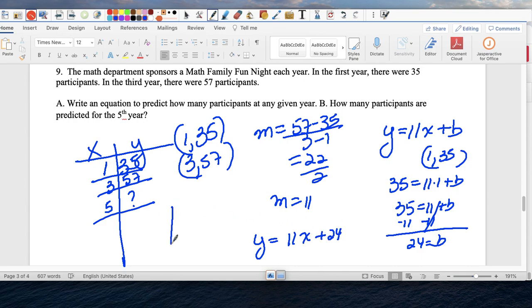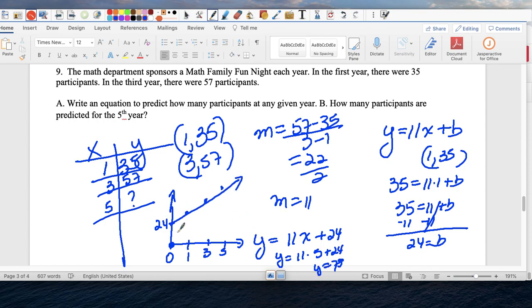So how do we explain that in year 0, there were already 24 kids interested? Maybe they didn't do anything the first year. Maybe that was just a sign up, right? And then in the first year, it grew to 35. And then in year 3, it grew to 57. And in year 5, which is what we're trying to find out, y equals 11 times 5 plus 24. That's 55, y equals 79. So in year 5, we had 79 kids. So there. That's my straight line, my linear relationship.